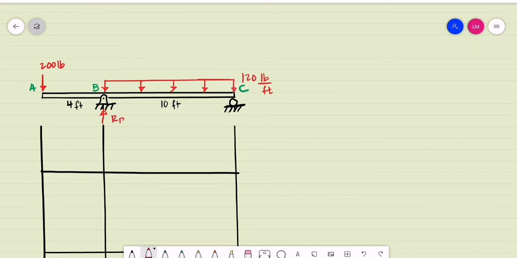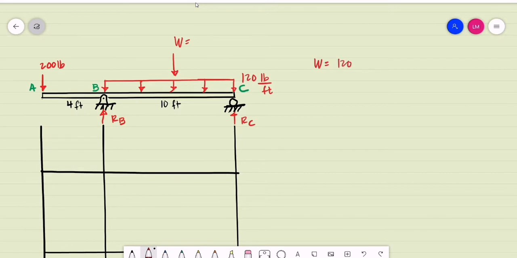Let's say this is R sub B. The same with C. Let's say this is R sub C. So we have, for segment BC, a uniformly distributed load. If we are to compute for its single equivalent force or weight, let's say we are computing for W. W is basically equal to the area of the rectangular load.